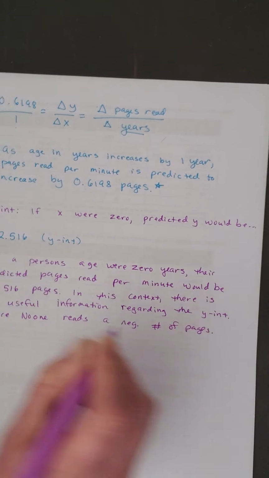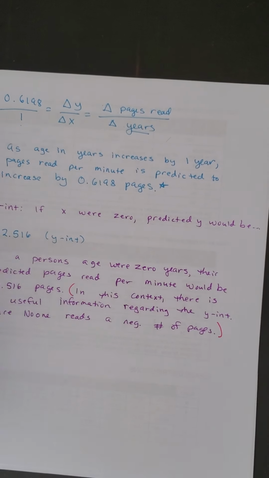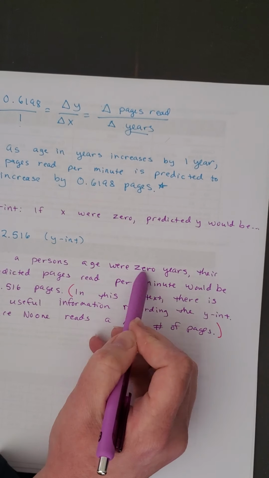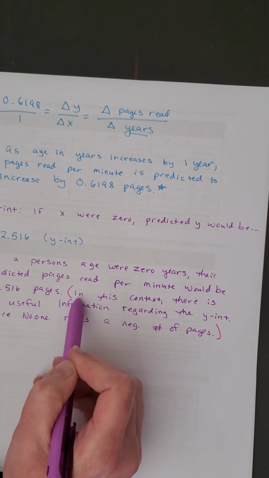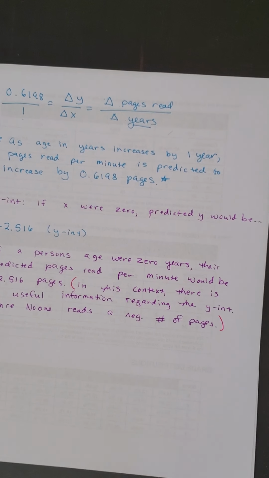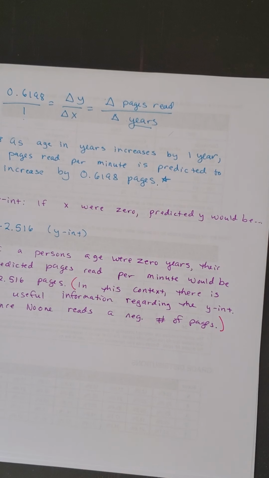Okay, so let me stop right here. This part right here is my interpretation: if a person's age were 0 years, their predicted pages read per minute would be negative 2.516 pages. Now, if I wanted to reflect on that, in this context, it doesn't even make sense. It's not useful because no one can read a negative number of pages. So this is just extra information that you're allowed to add in, but it's not necessarily important. Sometimes the y-intercept does have meaning. In this case, since it's negative, it doesn't make sense in context. All right, we're going to stop right here, guys.